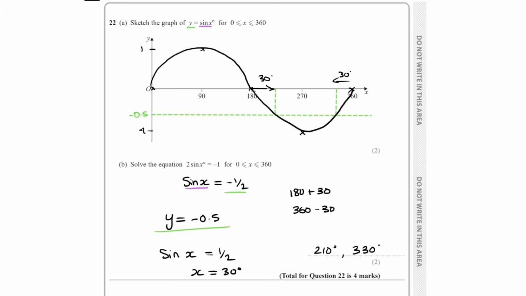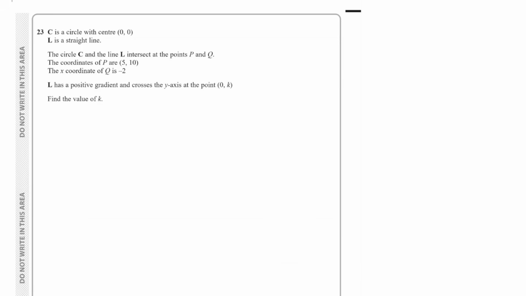Now final question, question 23. C is a circle with centre 0, 0. L is a straight line. The circle C and the line L intersect at the points P and Q. So first of all, that's telling me it's not a tangent, right? Because a tangent would go straight across and it would only touch at one point. It's telling me it intersects twice.